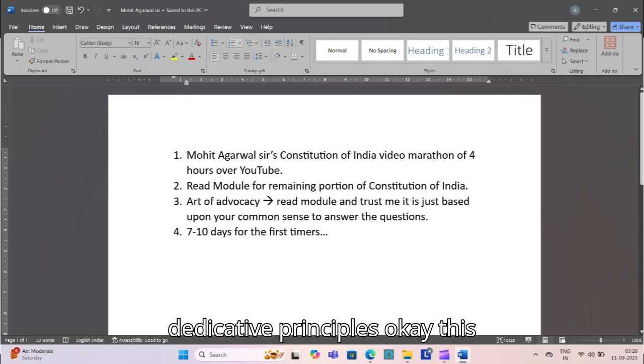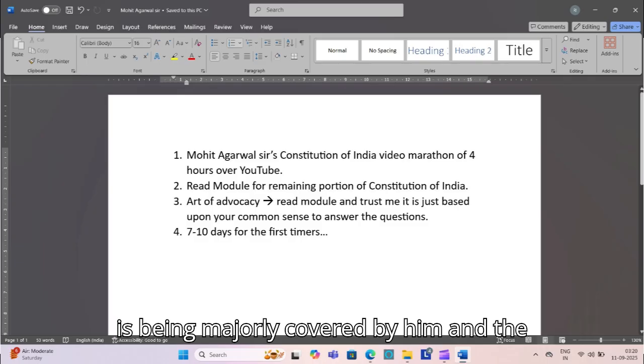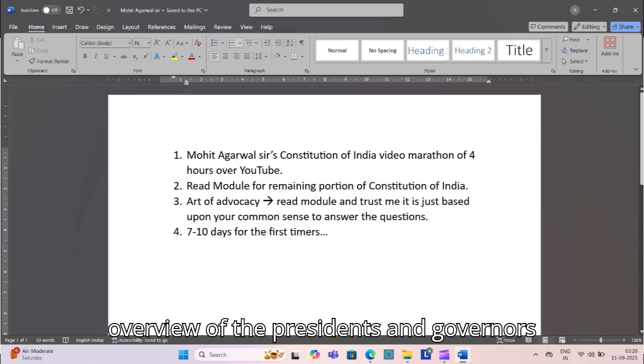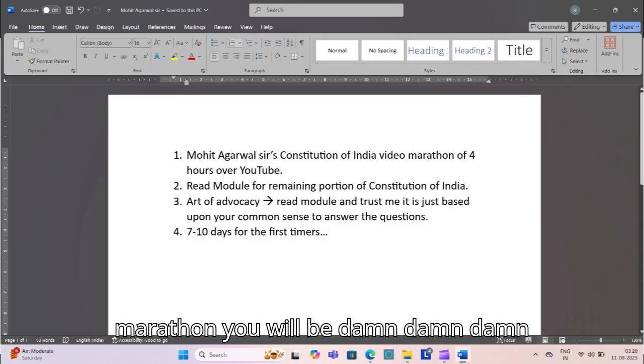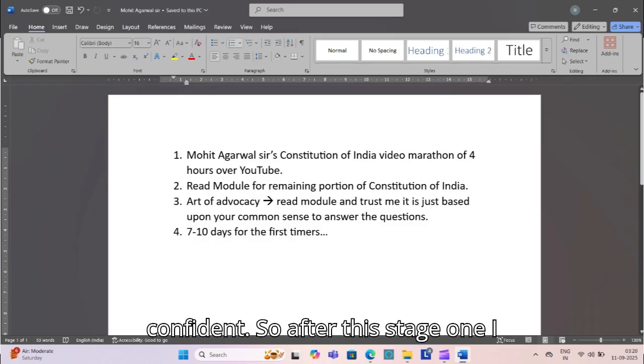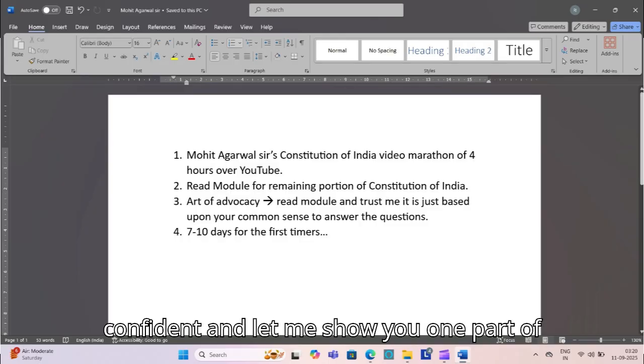directive principles. This is majorly covered by him, and the overview of the presidents and governors with regards to ordinances and all, you will understand it. Once you see this marathon, you will be damn confident. So after this stage one, I will tell you, please read the module for the other chapters. Once you read it, you will be so much more confident.